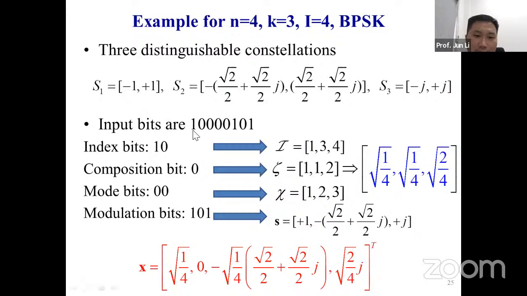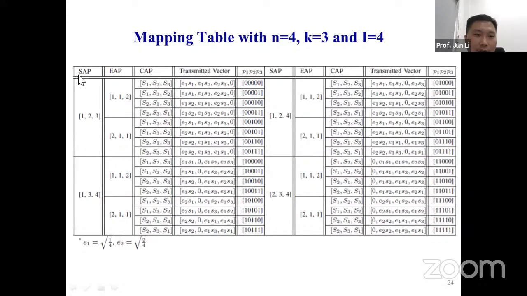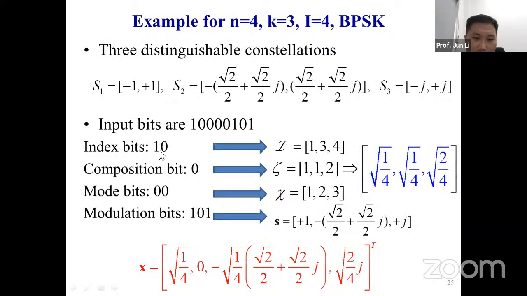If the information bits are 1, 0 and 0, 0, 0, 0, 1, 0, 1, then we can split this information bits into 4 parts, right? The first part is the index bits 1, 0, because we have 4 subcarrier activation patterns. Then we have 2 bits.